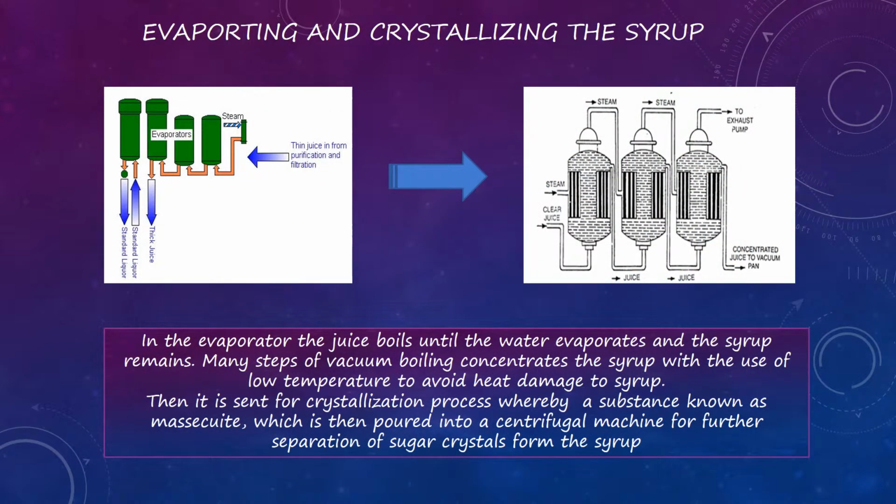Step 4 is evaporating and crystallizing the syrup. In the evaporator, the juice boils until the water evaporates and the syrup remains. Then it is sent for the crystallization process.